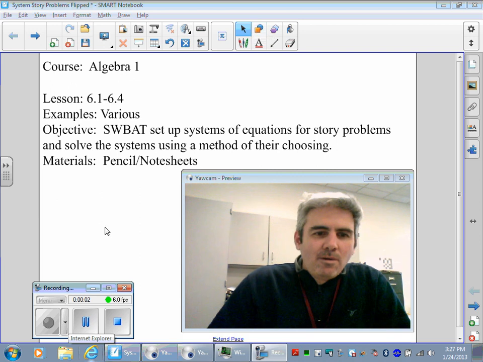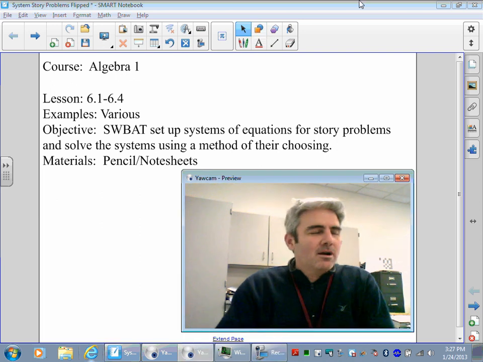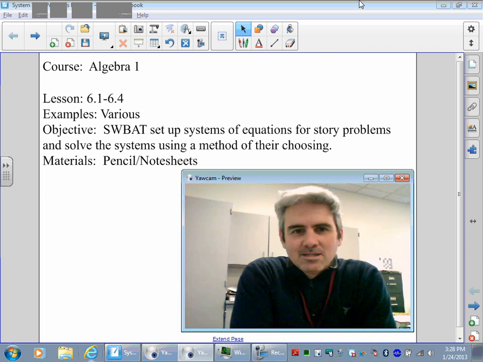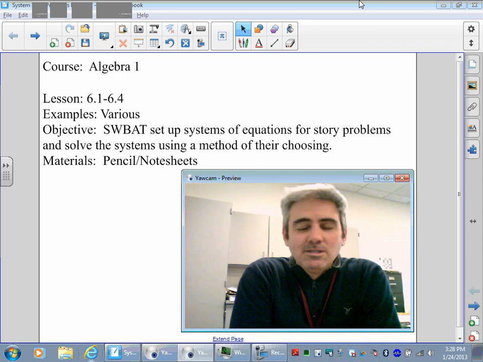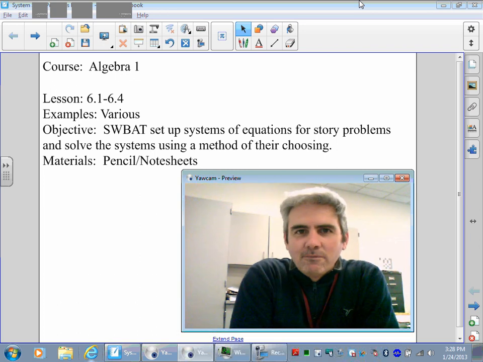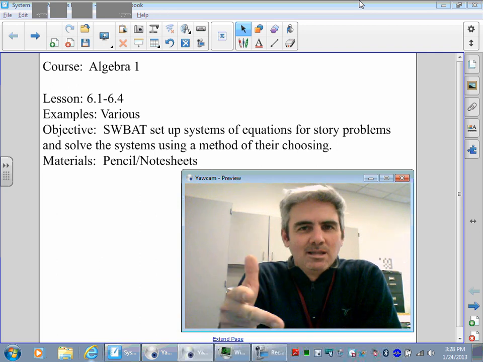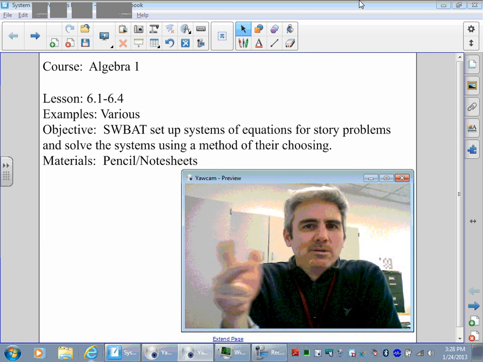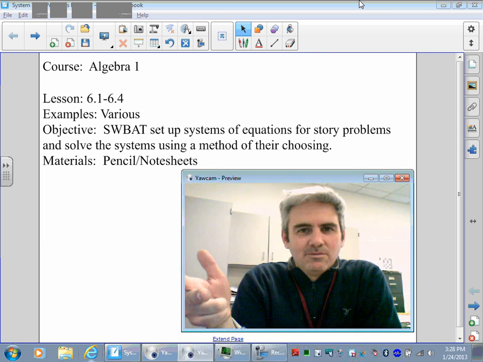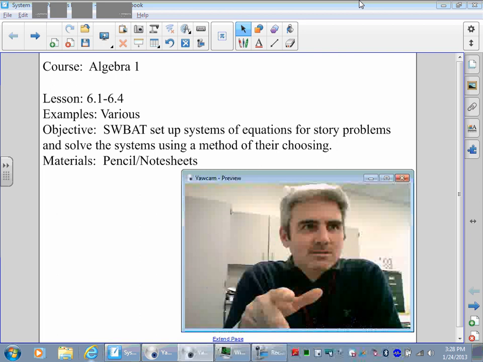Okay, Mr. Baumer here, and today we are continuing to work in Unit 6 on solving systems of equations. And today we want to apply what we've learned about solving systems, and we've learned to solve them three different ways: graphing, substitution, and elimination. And now we want to apply those techniques for solving the system to story problems that involve systems.